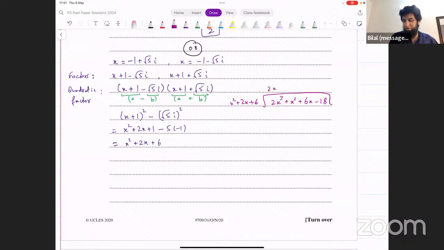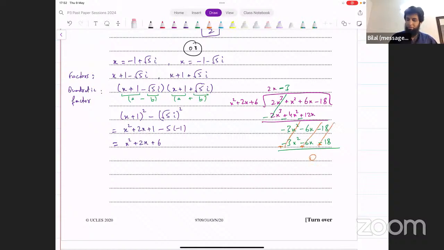2x into x squared gives you 2x cubed, and then 2x into 2x is 4x squared, and then 2x into 6 is 12x. Do the subtraction. This becomes minus, minus, minus. This gets cancelled. X squared minus 4x squared is minus 3x squared. Minus 6x minus 18. X squared into minus 3 gives you minus 3x squared, minus 6x, minus 18. And that gives you 0 at the end. That's what you wanted. You've got 0 as the remainder, and that was expected because it's a factor.